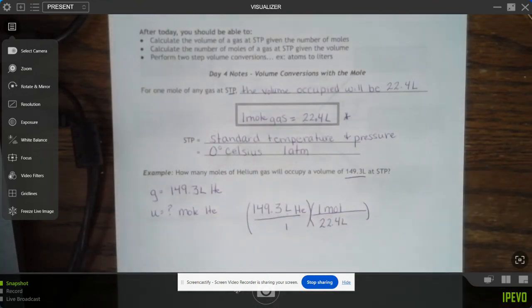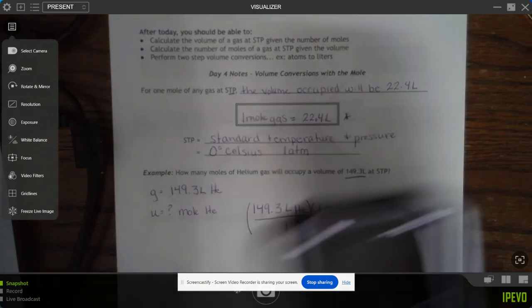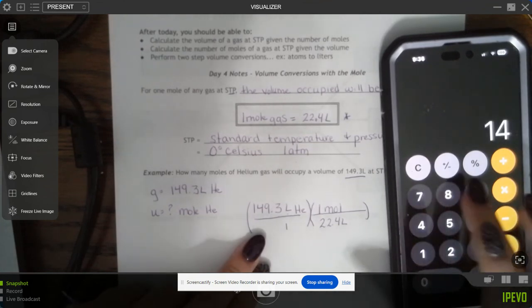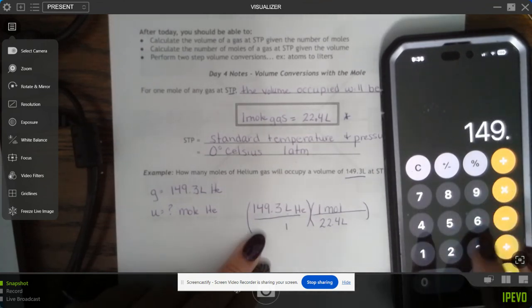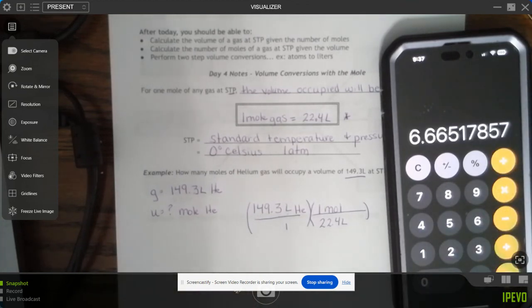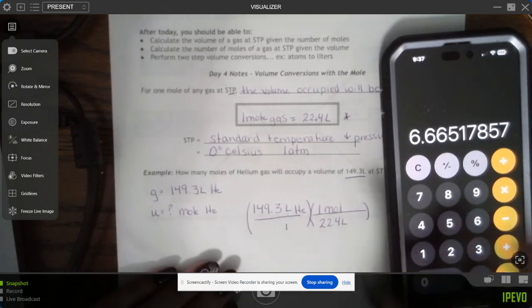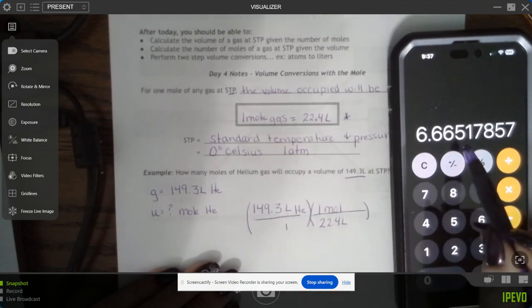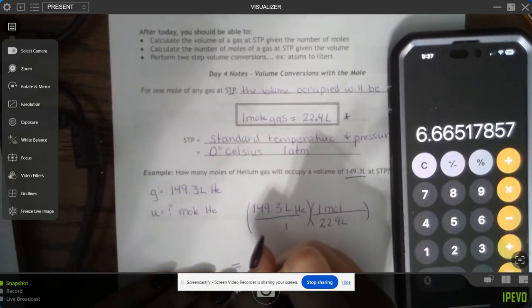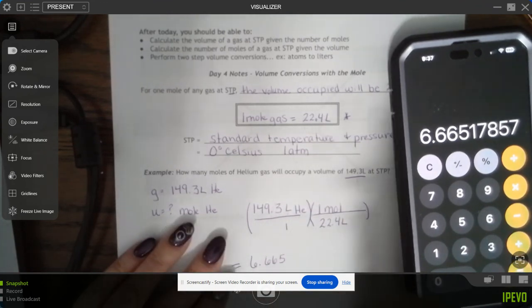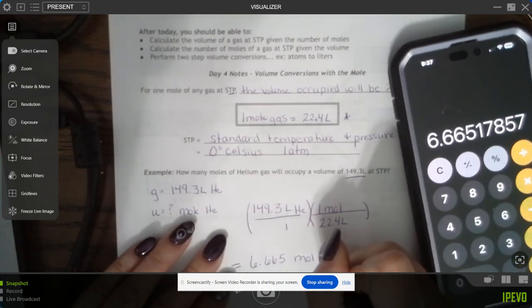So let me get out my calculator and do the math. Let's see, 149.3 divided by 22.4 is 6.66517. How many sig figs? I can have 4 sig figs, so 6.665. My units are moles of helium.